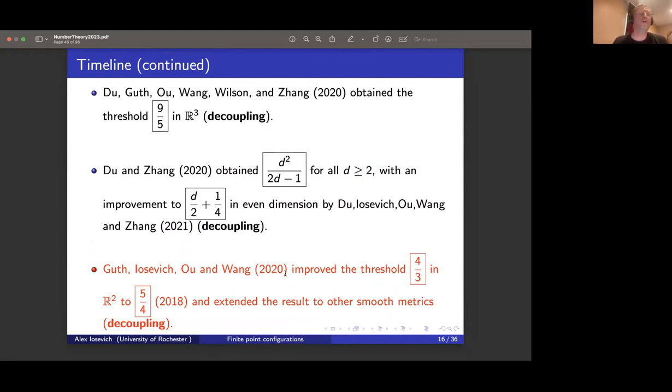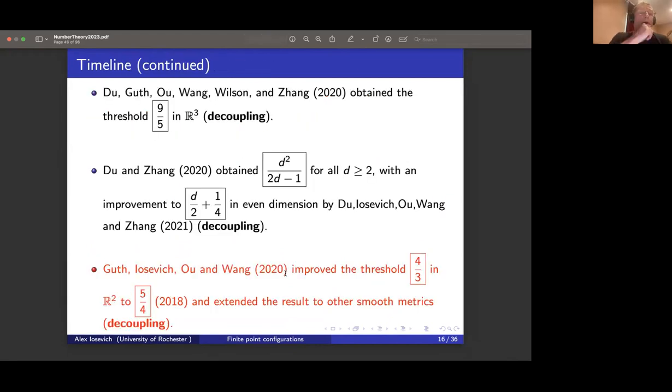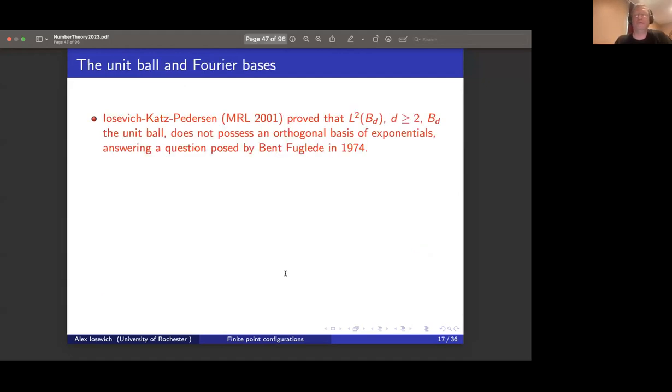So this gives you a rough timeline of the developments on this problem. So what I'm going to do now, before going to finite point configurations where other elementary number theoretic examples are going to arise, is I want to give you a glimpse of the range of applications of these distance problems. As I mentioned before, it seems that any direction you look at, you will find distance sets lurking nearby.